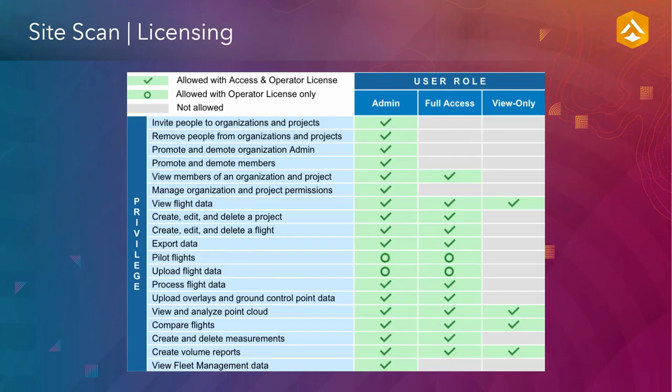Here's a matrix of all those permissions, and you can see principally the operator license is the only one who's allowed to do the flights and upload data. The administrator and different levels are in there as well.